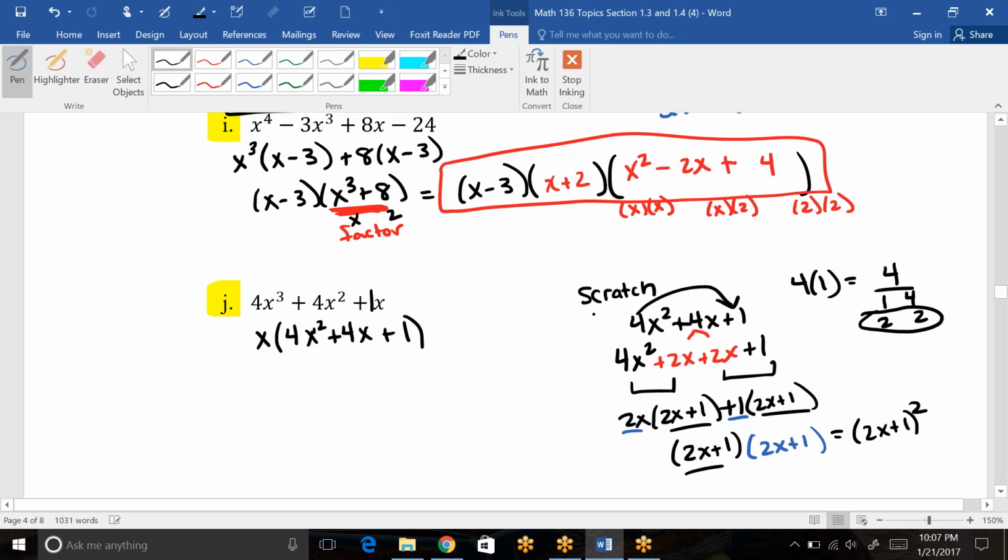Now remember, this is just my scratch work because I still have an x out in front of all of that. So my final factoring is x times 2x plus 1 squared, or you could write x times 2x plus 1 times 2x plus 1. I'm okay with that as well.